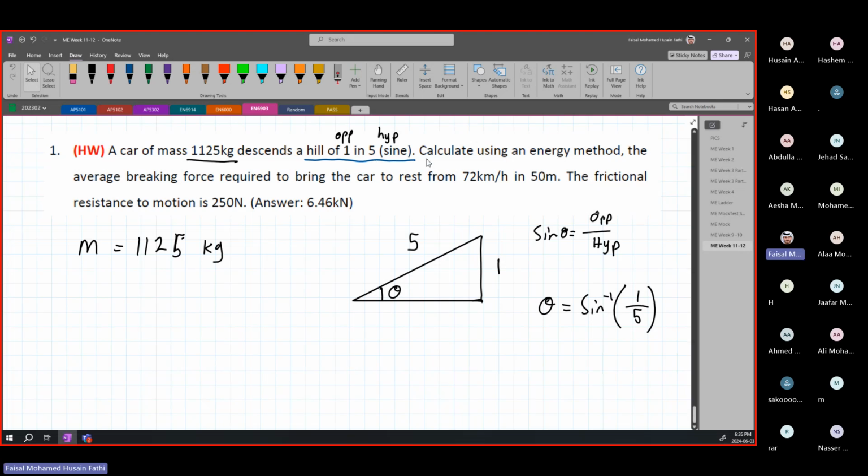Yeah, that's pretty much it for this hill. So now you have your angle. You know how much your angle is while it's going up.